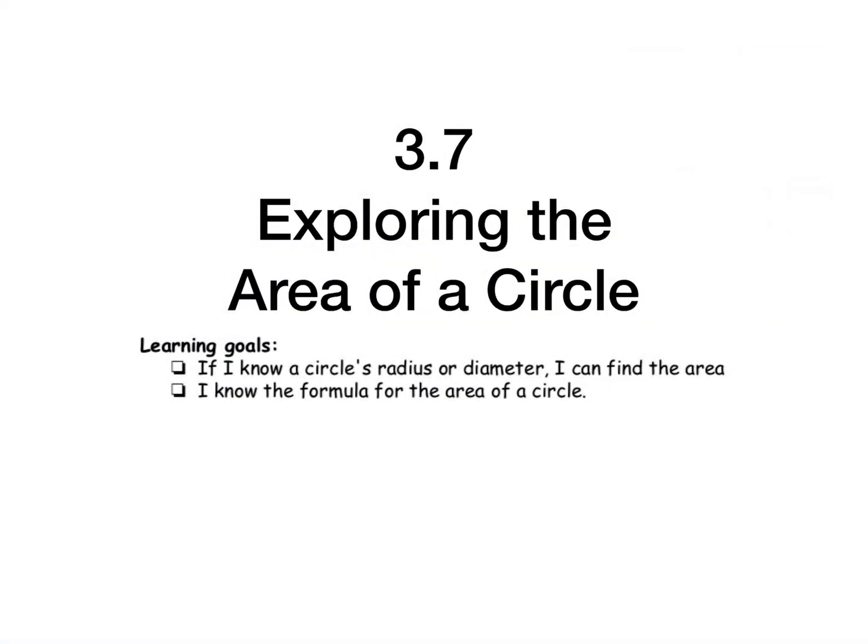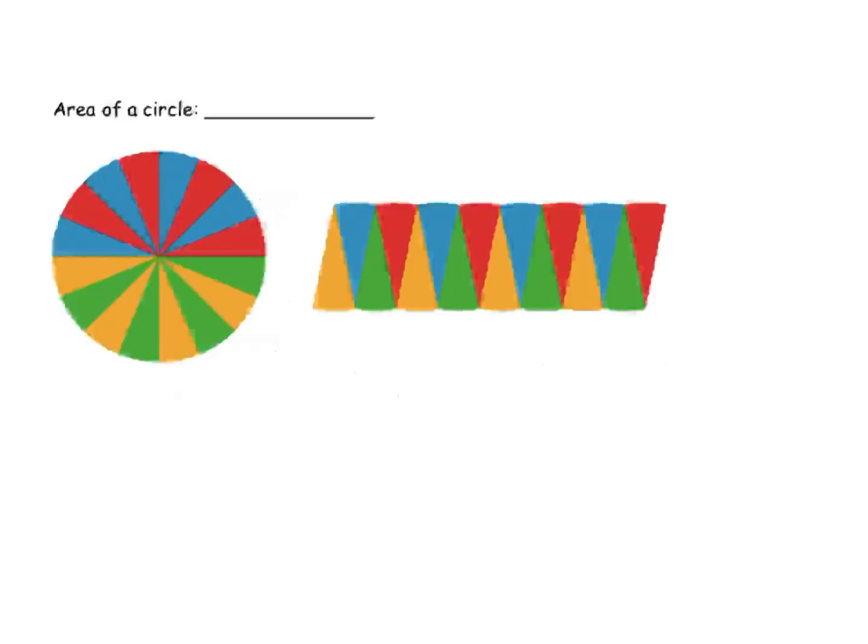Today we're going to continue with area, but now we're actually going to be looking at the area of circles. So we're going to be using still the radius and diameter of the circle to do this calculation. And we're going to discover the formula to find the area of a circle today as well. The first thing I'm going to try to explain to you is where this formula comes from.